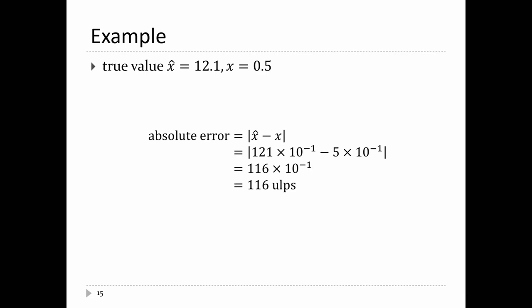So you want to do something times 10 to the minus 1. If you scribble that out, it would be 5 times 10 to the minus 1. And now you do your subtraction, and when you do your difference, you get 116 times 10 to the minus 1. So now you have a difference of 116 ULPs. The reason you're making sure the exponent is the same is because I want the error relative to the 12.1. In other words, I want to compute its error in ULPs relative to the exponent, in this case, minus 1.